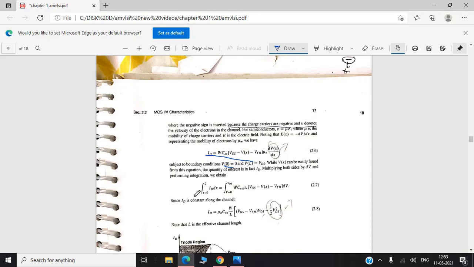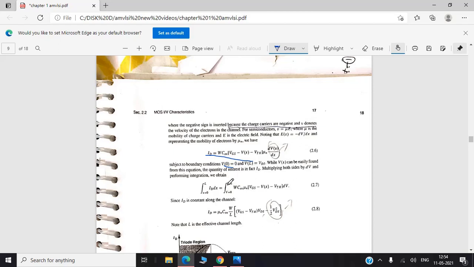So in limiting from X equal to 0 to L, ID dx is equal to, again V from 0 to VDS, WCOX into (VGS minus Vx minus VTH) into this whole thing becomes only dV, because V of X will be 0 and V of L will be VDS. So this entire thing will become dV.